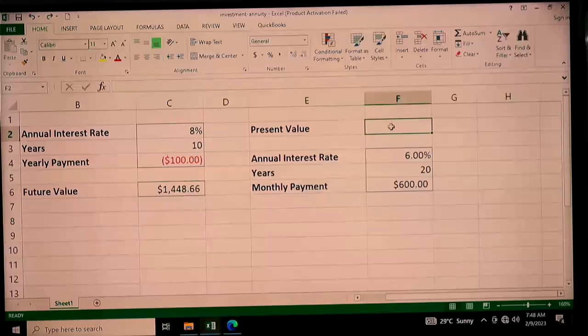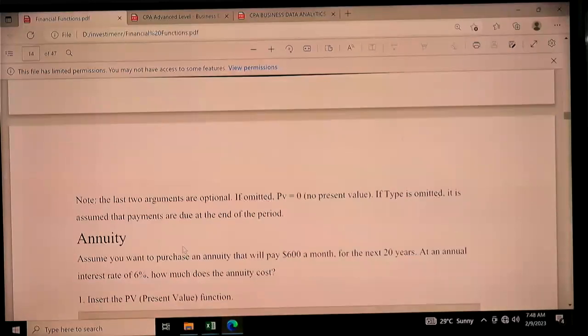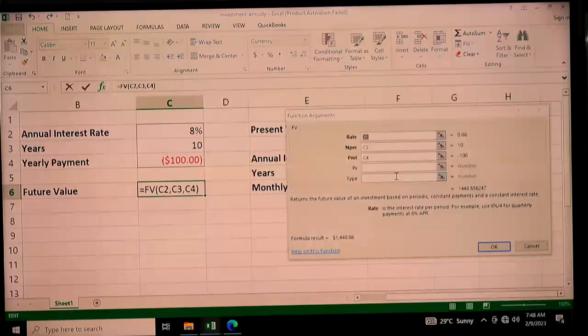The other function is used when you are asked to compute the present value. The present value is another function we use. The last two arguments are optional, and the present value was 0, so it's omitted. In this future value function, we never presented the present value because it was not given. And the type, again, is the value representing the time of payment, either at the beginning or at the end. This payment was paid at the end of every month.